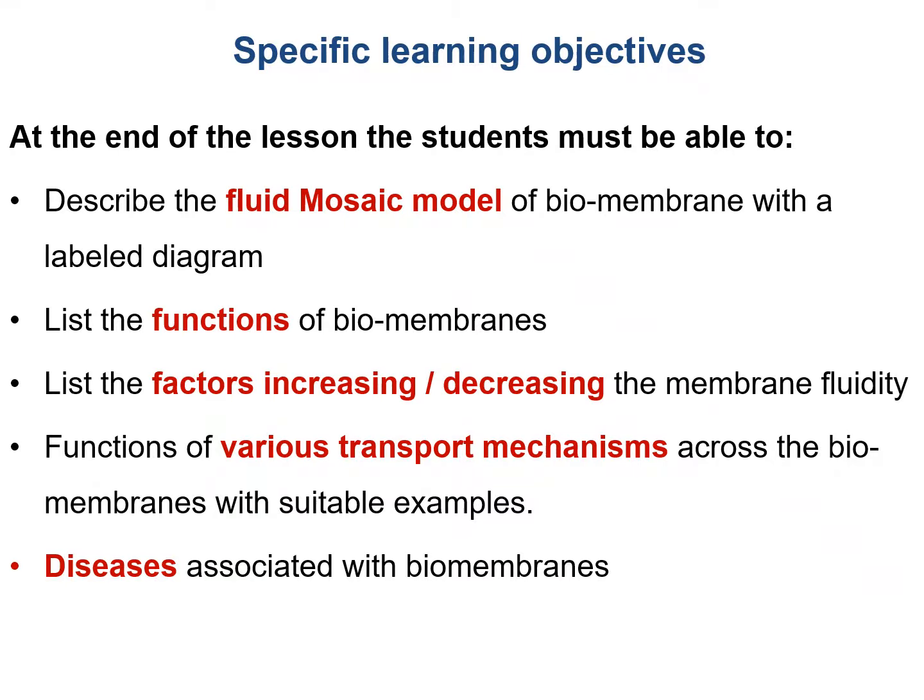So specific learning objectives in my class. At the end of the lesson, the students must be able to describe the fluid mosaic model of biomembrane with a labeled diagram, functions of it, and what are the factors that increase or decrease the membrane fluidity, functions of various transport mechanisms across the biomembranes with suitable examples, and at last, what are the disorders associated with biomembranes.